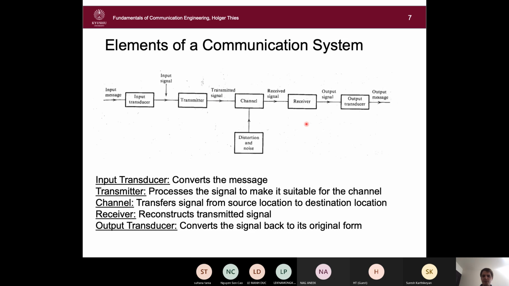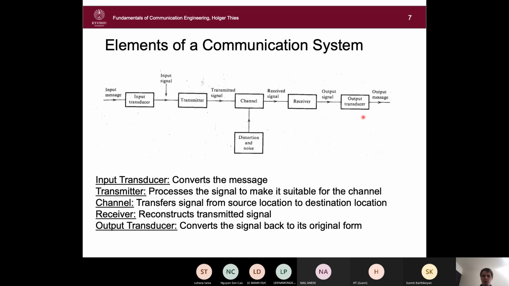Then we give this received signal to the receiver, and the receiver has the goal to reconstruct the original signal. So it has to undo the changes made by the transmitter and the changes that have been made to the signal during transmission.